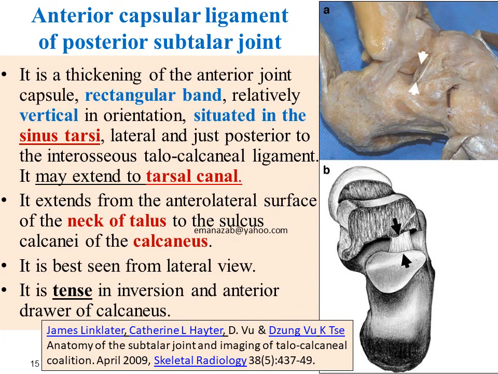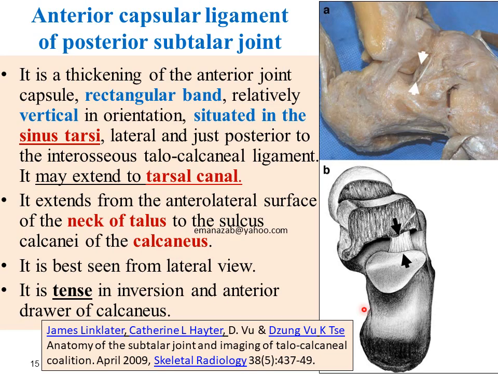Then I'll start discussing each ligament separately. To start with, anterior capsular ligament. It is a thickening of the anterior capsule of the posterior subtalar joint. Rectangular band, relatively vertical in orientation, situated in the sinus tarsi, lateral and just posterior to the interosseous talocalcaneal ligament. It may extend to the tarsal canal. It extends from anterolateral surface of neck of talus to the sulcus calcanei of calcaneus.